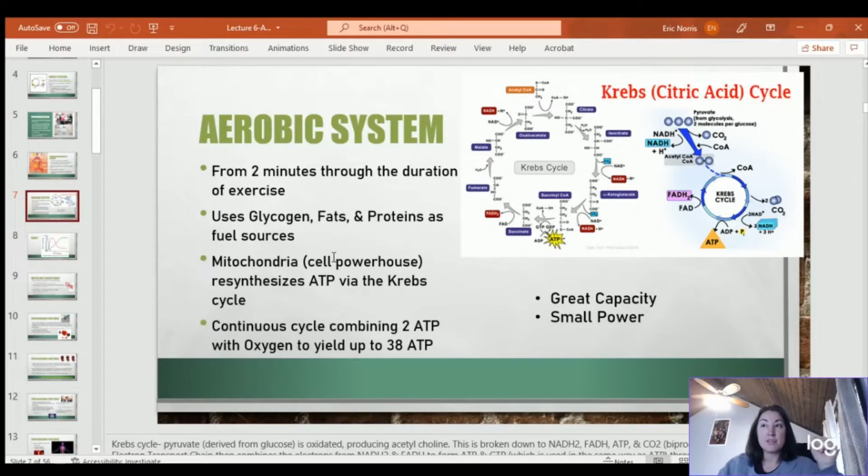The mitochondria, this is the cell powerhouse. It resynthesizes the ATP through the Krebs cycle so that it can constantly keep going.